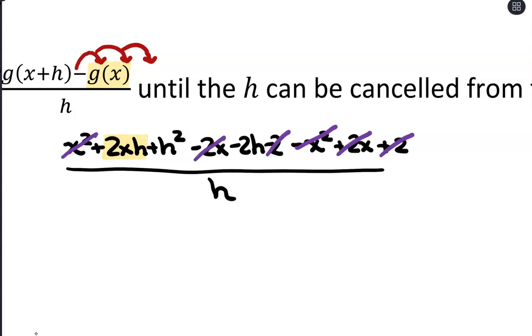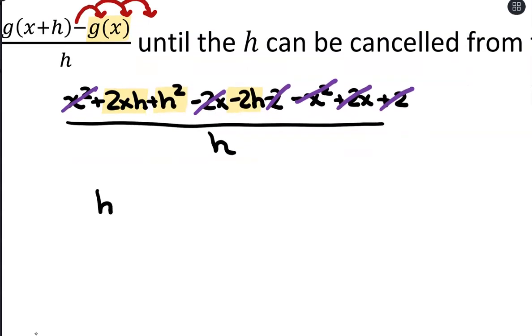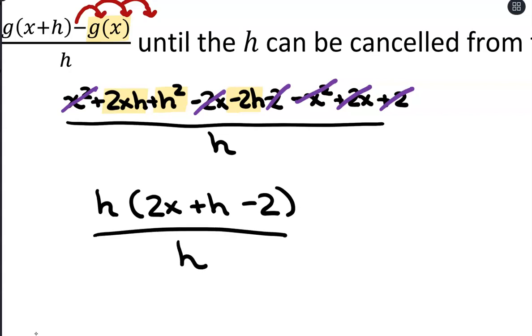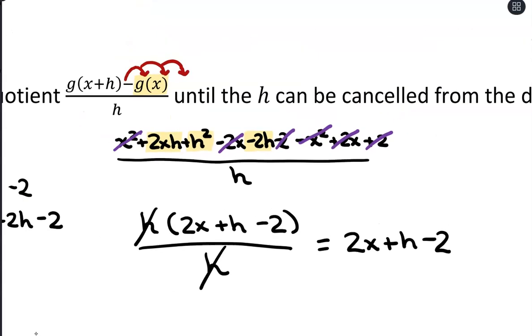So we're left with 2xh plus h squared minus 2h, and I have an h that'll factor out there. So h comes out, and we'll be left with 2x plus h minus 2 all over h. And we get to that point where the h's cancel, so we have 2x plus h minus 2 left. And we're done because we got that h in the denominator to cancel.